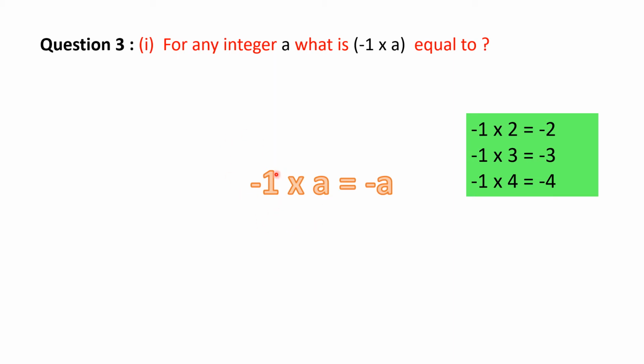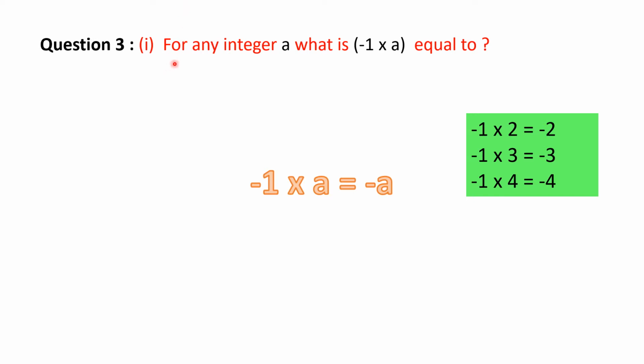Okay. So we know that, forget about minus for now, okay? Let it be blank. What if it is 1 into a? The answer will be a, right? Because any number multiplied with 1 is a. So we'll get a. But here, since it is minus 1, we will have minus into plus, minus. So clearly, minus 1 into a is minus a, okay? That is what it is equal to.